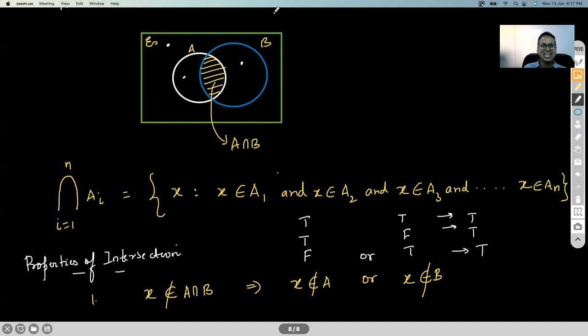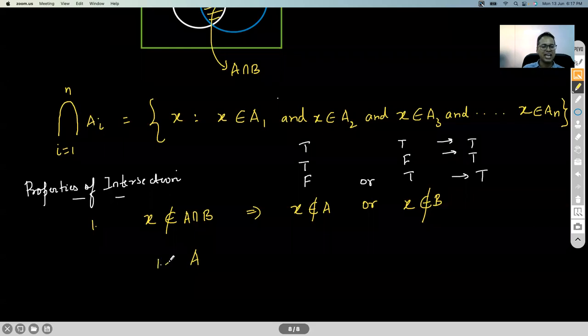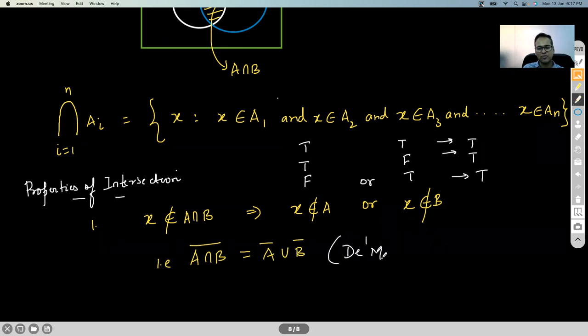Got it? And this is what forms the second law of De Morgan, which says (A intersection B) complement is A complement union B complement. Okay, this is what we call the second of De Morgan's laws. We'll talk about these laws as well in some time. Is it fine? Any questions, any concerns anybody has?